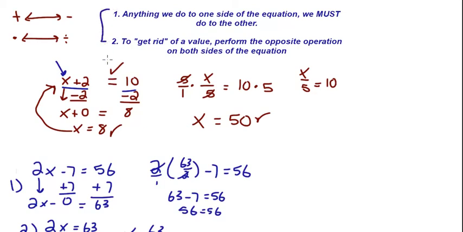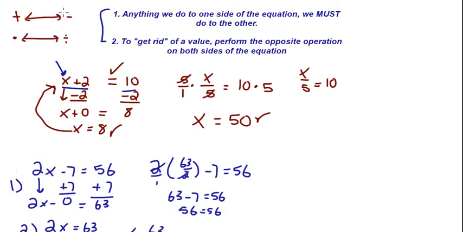And then these 2, of course, are very, very important. Anything we do to one side of the equation, we have to do it to the other. And then to get rid of a value, we just do the opposite operation still on both sides of the equation. So if it's plus, we subtract. If it's dividing, we multiply. If it's multiplication, we divide. And if it's a subtraction, we add.